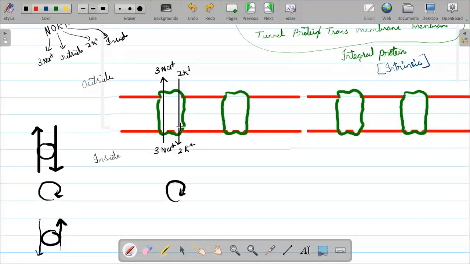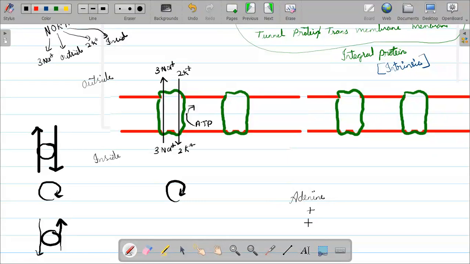So for this process to transport 3 Na plus molecules outside and 2 K plus molecules inside, I require some energy. The energy is given by ATP. Do you know the ATP cycle? No. Remember it clearly, sir. Okay, we have one nitrogenous base. It's called adenine. Got it? Yes, sir.